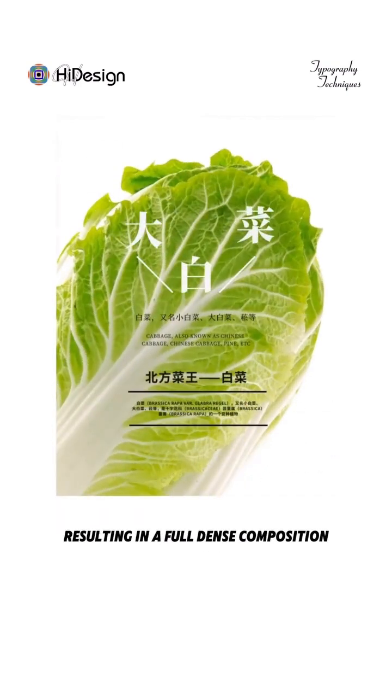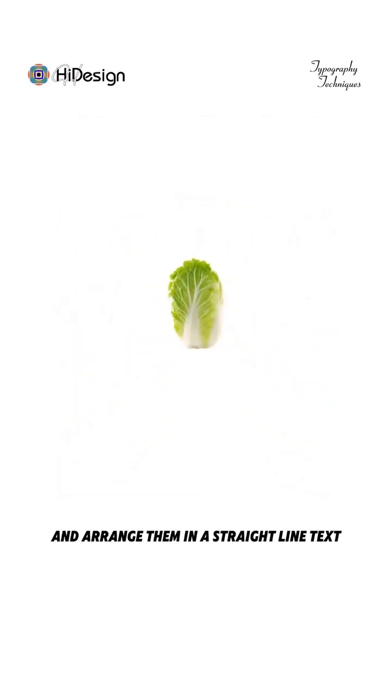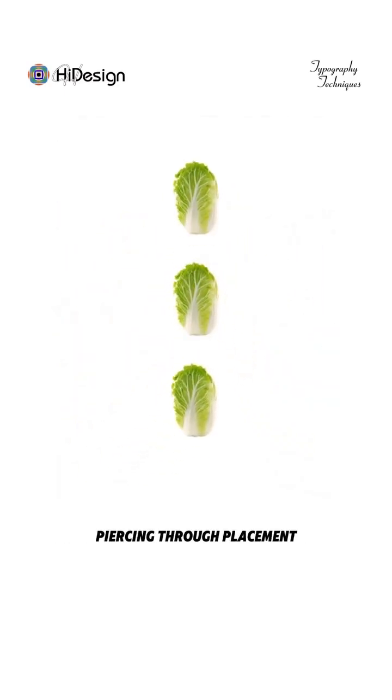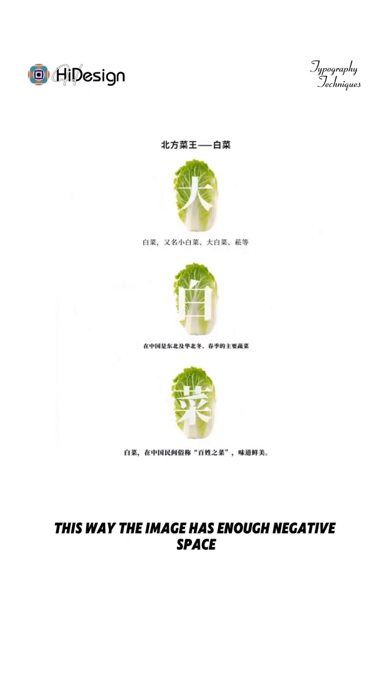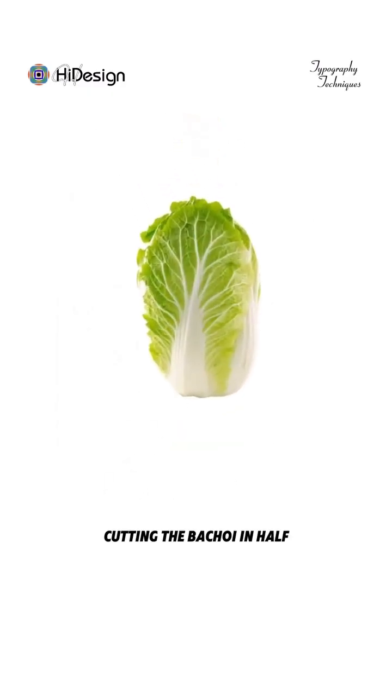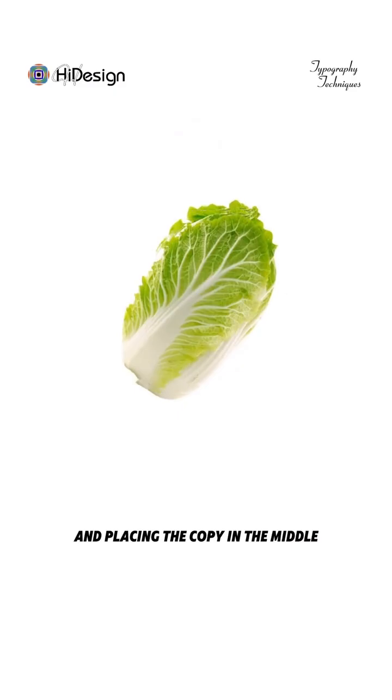Naturally, you could also enlarge the bok choy and position the copy above it, resulting in a full, dense composition. You might also separate the bok choy and arrange them in a straight line. Text piercing through placement. This is a distributed composition. This way, the image has enough negative space. Cutting the bok choy in half and placing the copy in the middle is also a good option.